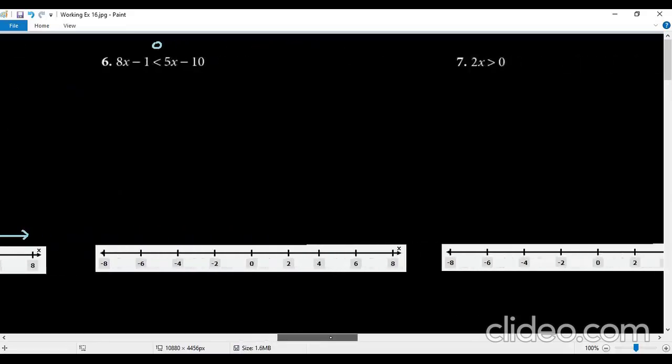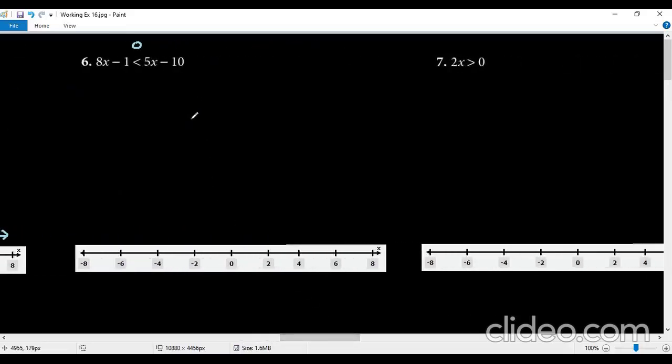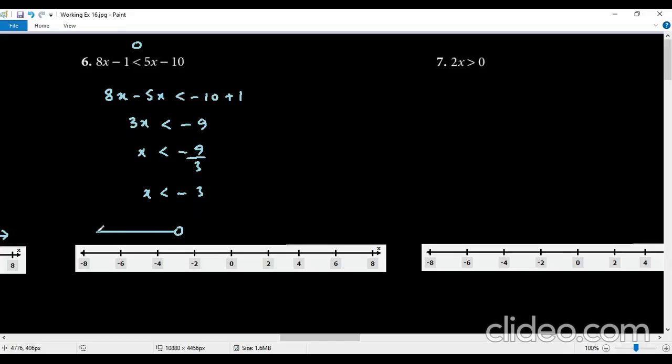Now comes question number 6, in which you are going to make 8x minus 5x less than minus 10 plus 1. That means it's going to be 3x. It's going to be minus 9. So x is less than minus 9 over 3. That means x is less than negative 3. That means your circle is going to be empty, and all the values are going to be between minus 2 and minus 4. You get minus 3, and you will make something like this. And you get full marks for this question.